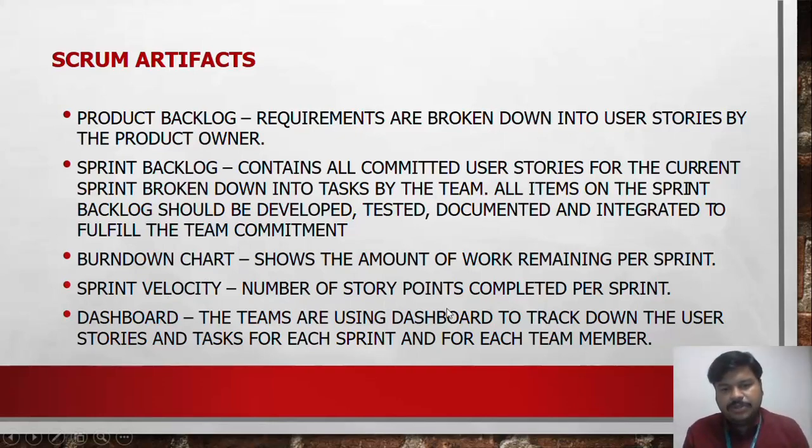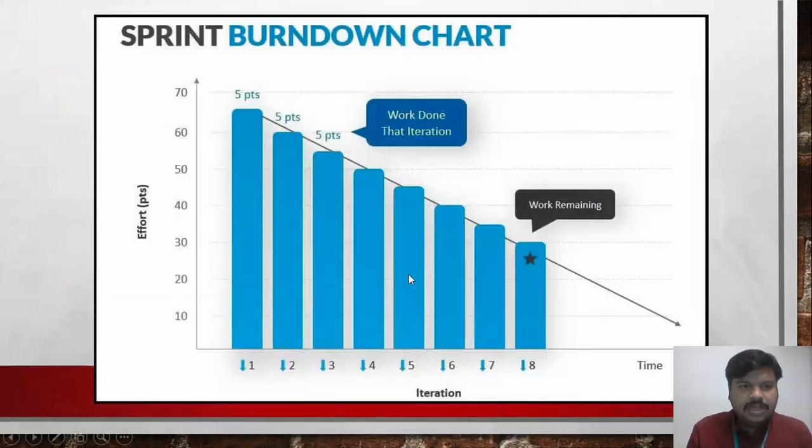Sprint velocity, number of story points completed every sprint. Dashboard, the team members use a dashboard to track the user stories and tasks for each sprint and for each member. So this is a sprint burn down chart. It will have the effort points and iterations. Iteration 1, iteration 2, iteration 3, 4, 5, 6, 7, 8. At each point, it will show the work done at each and every iteration and how much work is remaining. This will be shown in a burn down chart, which would be useful for the workers working in a sprint.